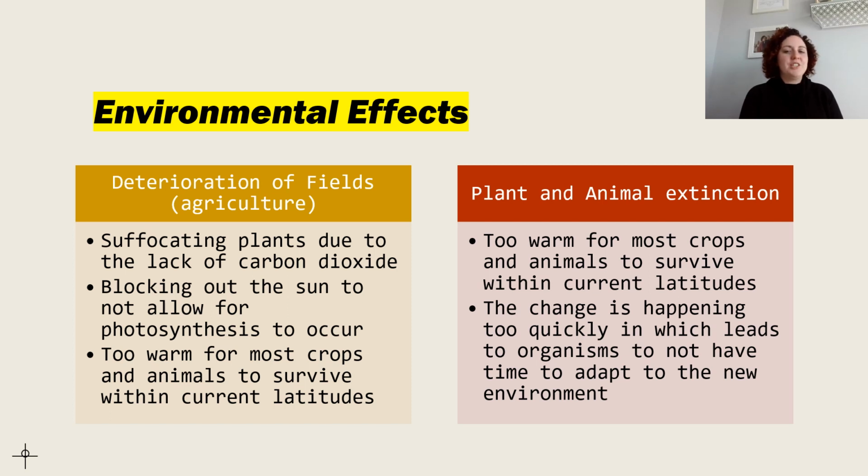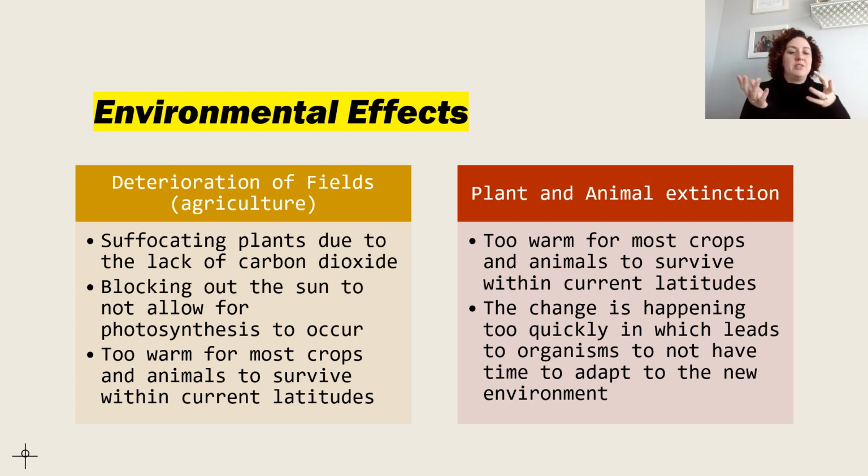Yes, but just as we are never exposed to 100% oxygen, plants can't be exposed to 100% carbon dioxide. It's not how our systems work. So we're essentially suffocating the plants with too much of what they need. But then potentially blocking out a lot of the sun to not allow photosynthesis to actually occur, or it's actually just too warm for our crops to do what they need to do.